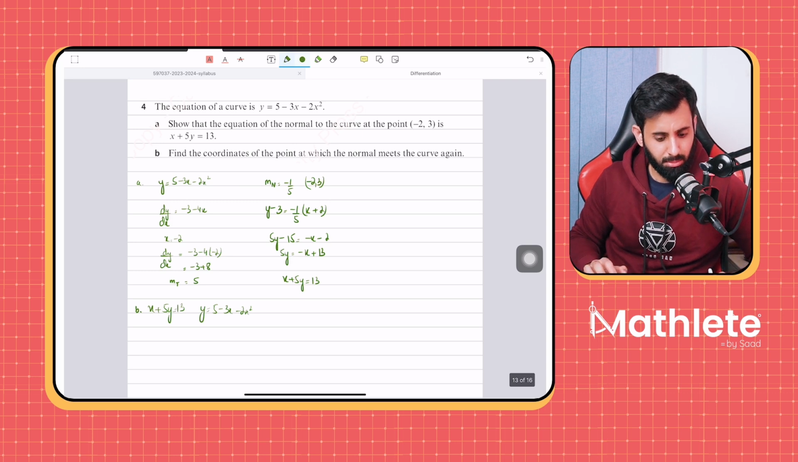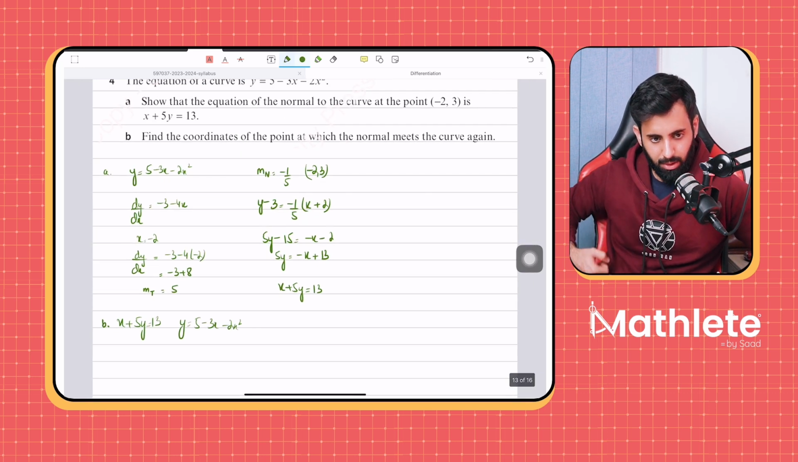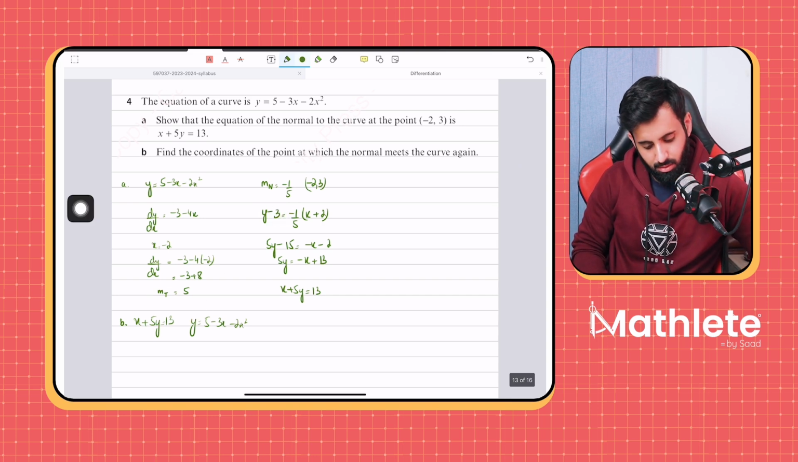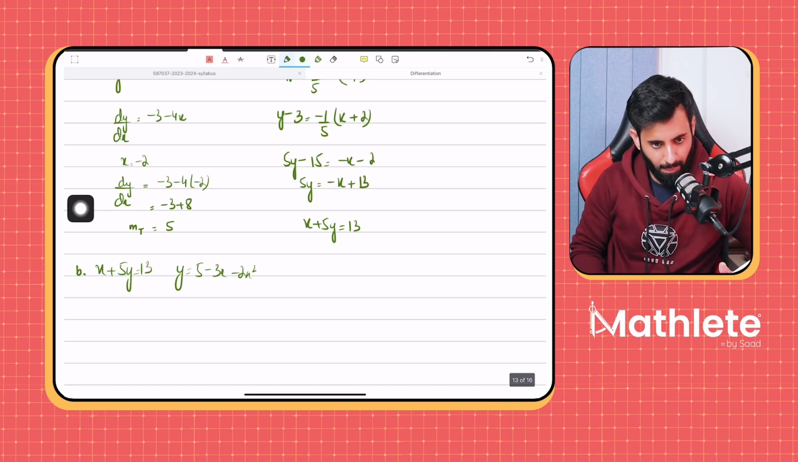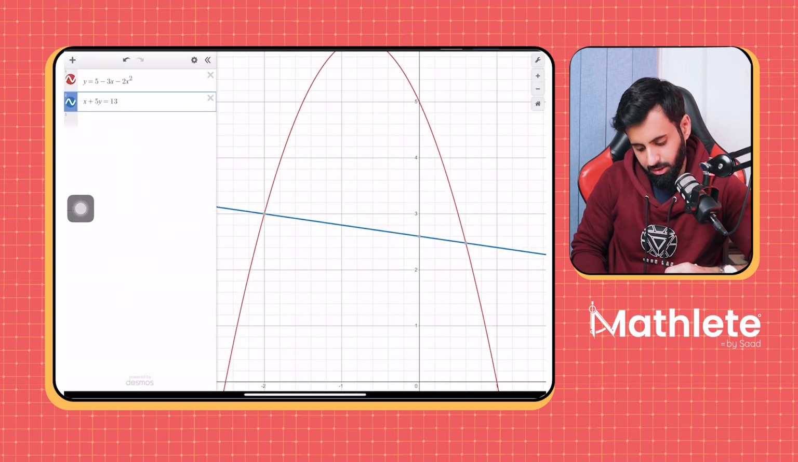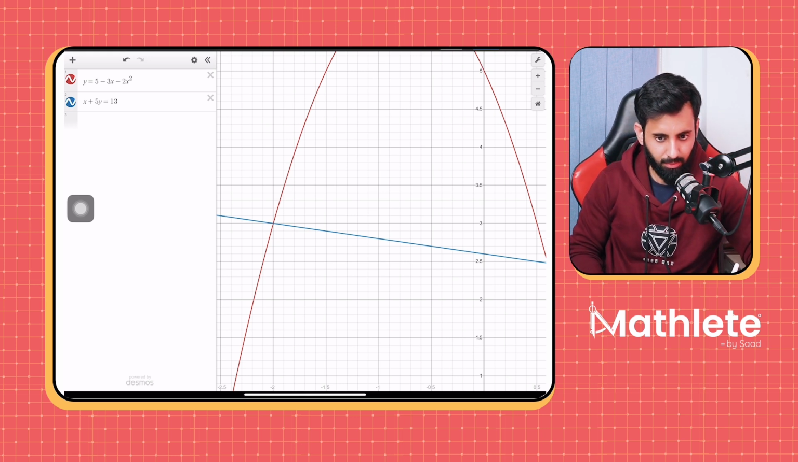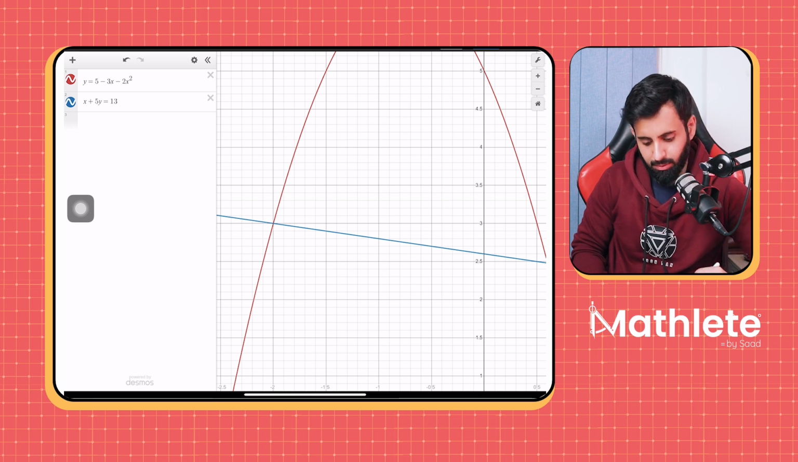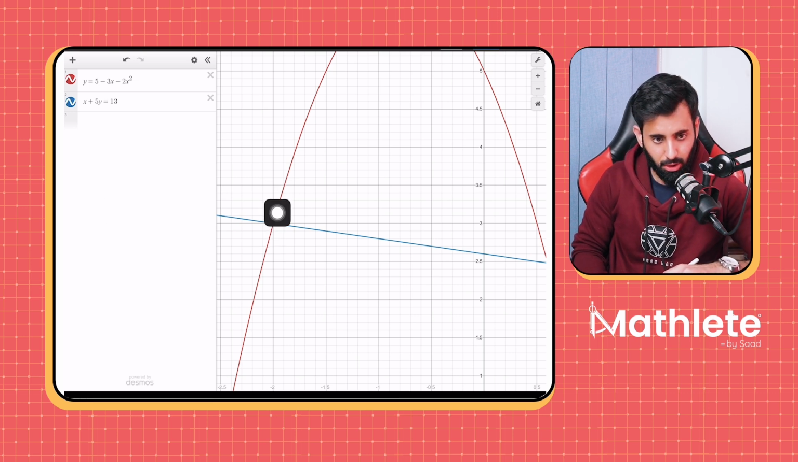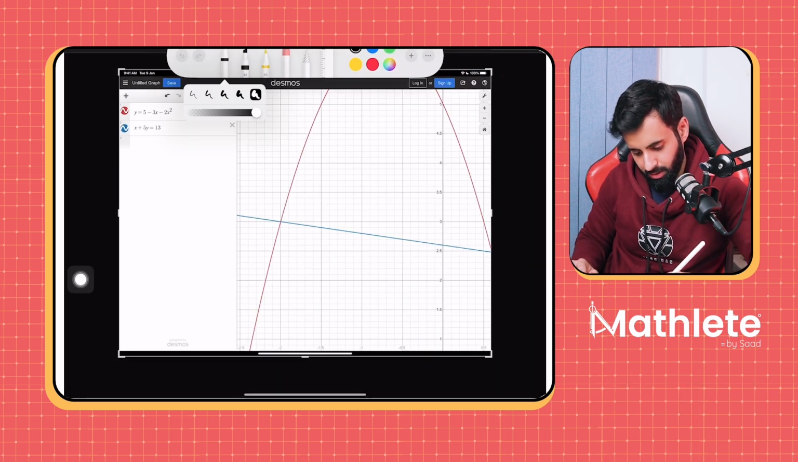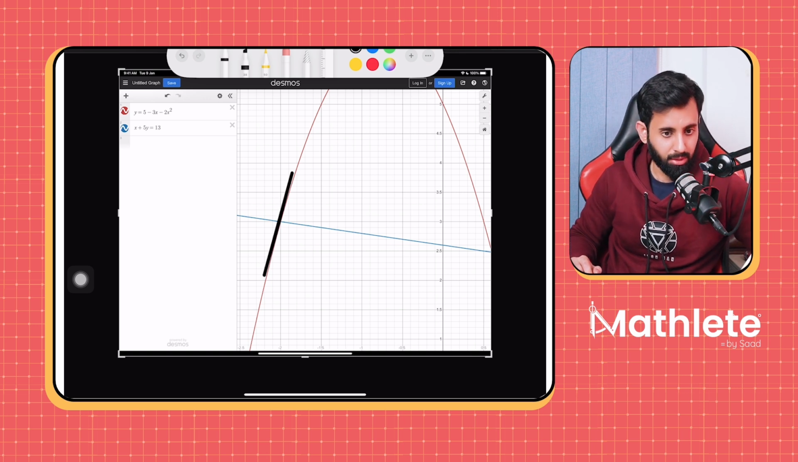Isn't the normal supposed to be perpendicular to the tangent? Yes, it's supposed to be perpendicular to the tangent, which is why we took the negative reciprocal of the gradient. Sir, so it wasn't perpendicular in the graph that you showed. It was. The reason why you can't tell is because you can't see the tangent line. The normal is perpendicular to the tangent. So if I draw a tangent at this point, then this blue line is going to be perpendicular to it.